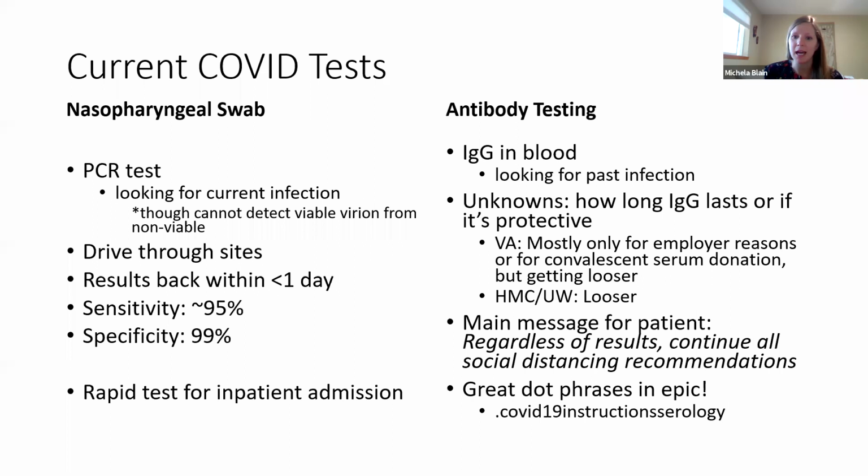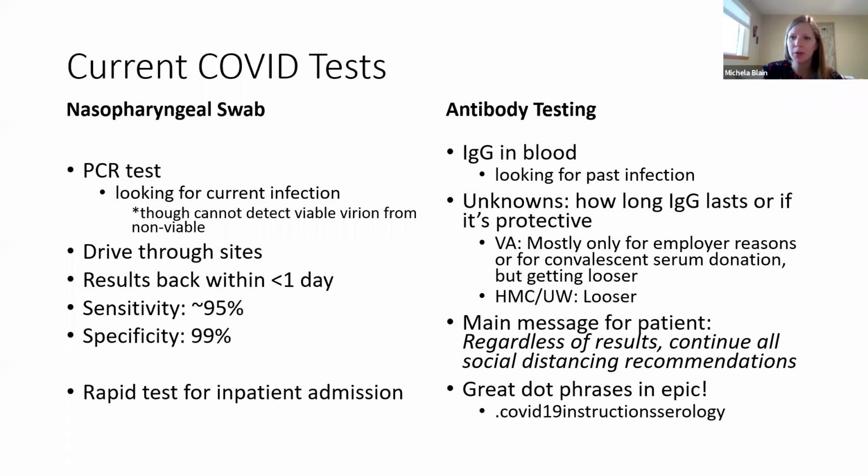Then there's the antibody test. That is looking at IgG in the blood, looking for past infection. There's still a lot of unknowns around this, how long the IgG lasts or if it's really protective. Harborview and UW have kind of looser guidelines for who can send this test. At the VA, it's mostly just for either the patient is saying, my employer needs me to get this antibody test before I go back to work, or I want to be a convalescent serum donor.